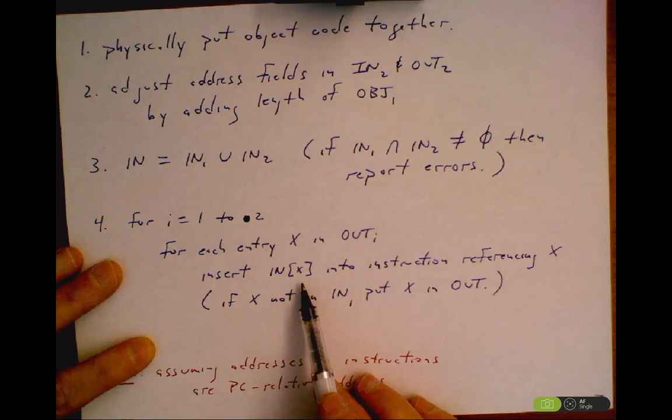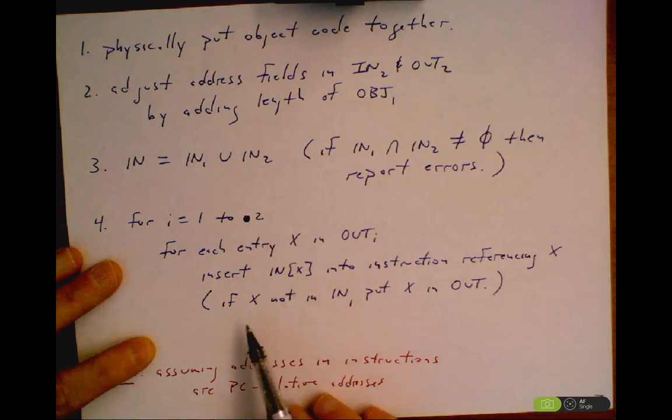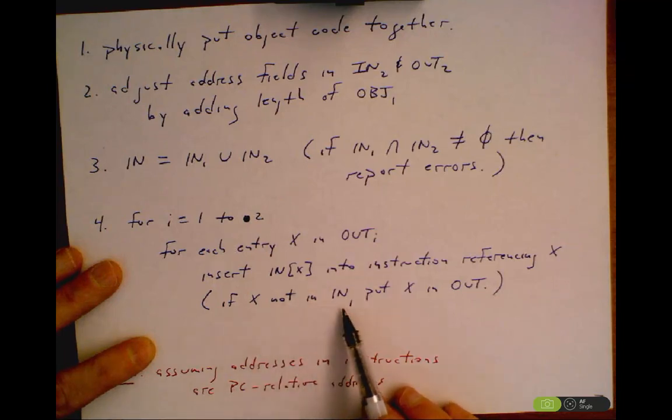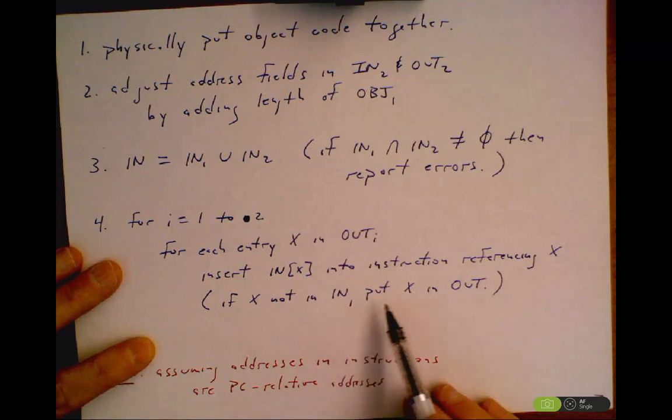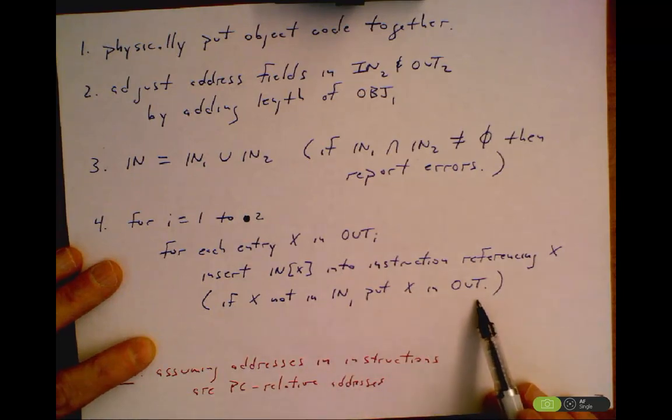However, if I look X up in the in symbol table and I don't find it, if X is not in that combined new in symbol table, then it remains an out symbol and needs to be put into the out symbol section of the output file.